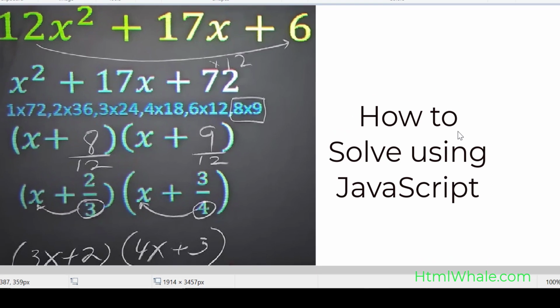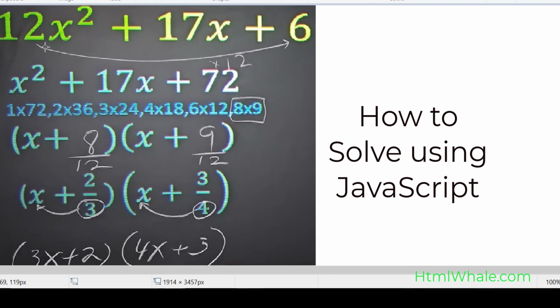Welcome students. In this class we will be learning how to solve this trinomial. Now this is the algorithm. I have already given a written demonstration of this question as to how we can solve this. You can also revisit that video lesson. In this case we are going to be utilizing JavaScript to code the entire question.